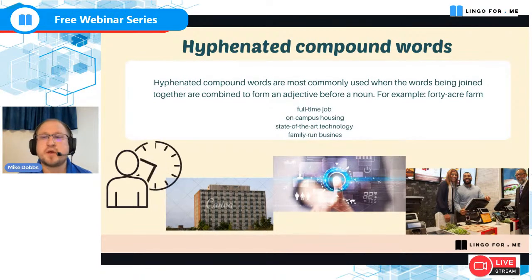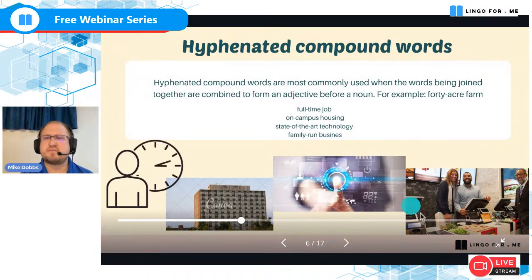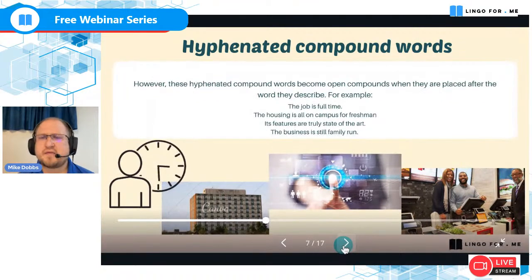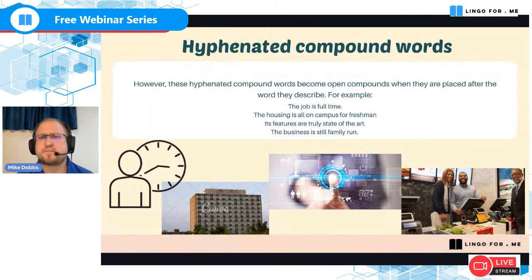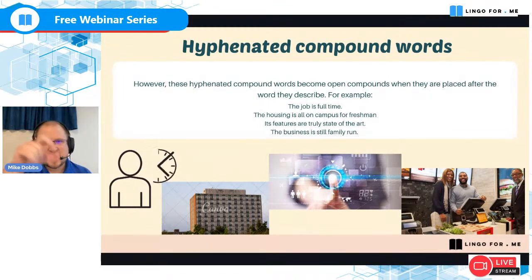And it can be any business, from maybe a construction business to a restaurant or a convenience store. So that's these types of hyphenated words where the adjective is before the noun. Now the other ones we'll talk about is hyphenated compound words can become open compound words. Now this is a little tricky, but again, we have the hyphen, or that dash, in between the two words. Here, when we change it, the hyphenated compound word becomes an open compound word when it is placed after the word it describes. So it changes the hyphenated word.